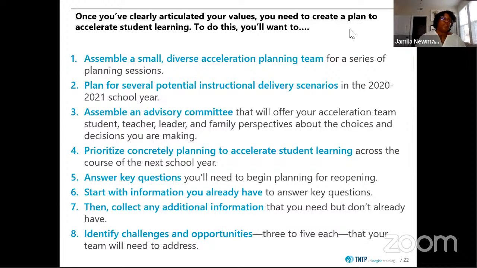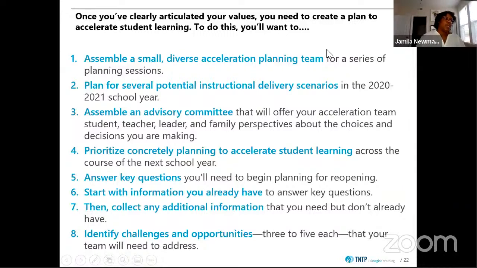Plan for several instructional delivery scenarios. So when thinking about and preparing for next year, while we all hope that we are in class in front of our students, in front of the students that we anticipate or that are on our rosters, we might have a multitude of scenarios that we have to play out. And so as you're thinking about your accelerated learning plans, you want to think about them within the context of being in person, as well as in the context of students receiving instruction at home, be it asynchronously or synchronously or guided by a parent or guardian.